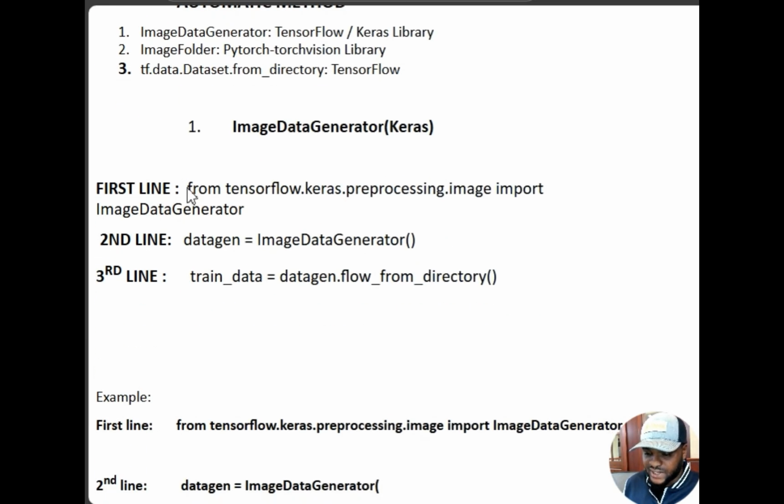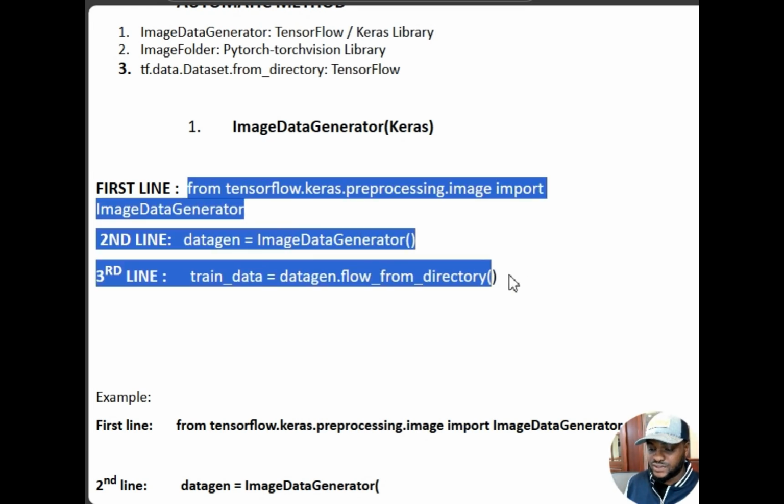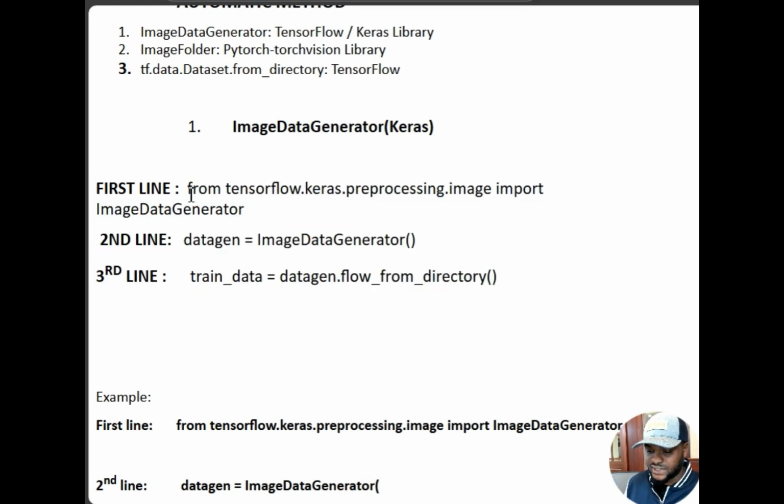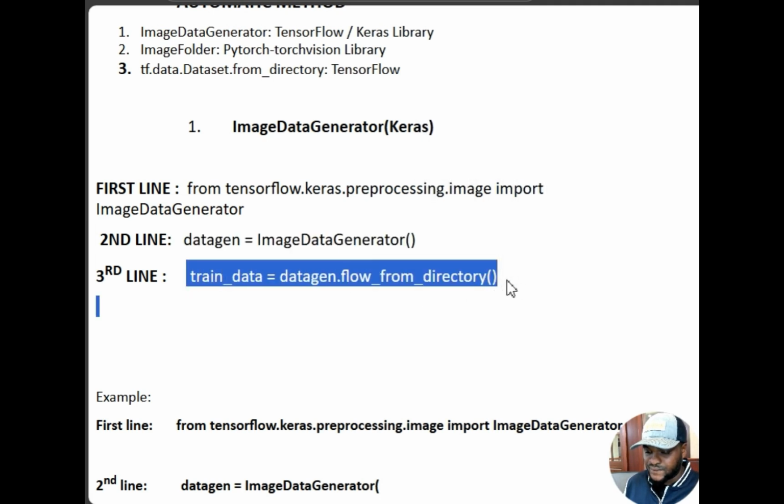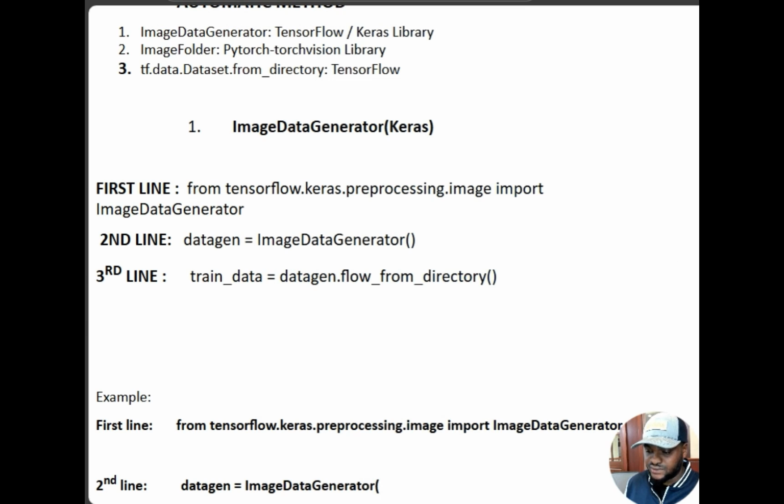The three lines of code include this, and this. This is the first line of code, this is the second line of code, and this is the third line of code. Each line of code has a function, what they do.